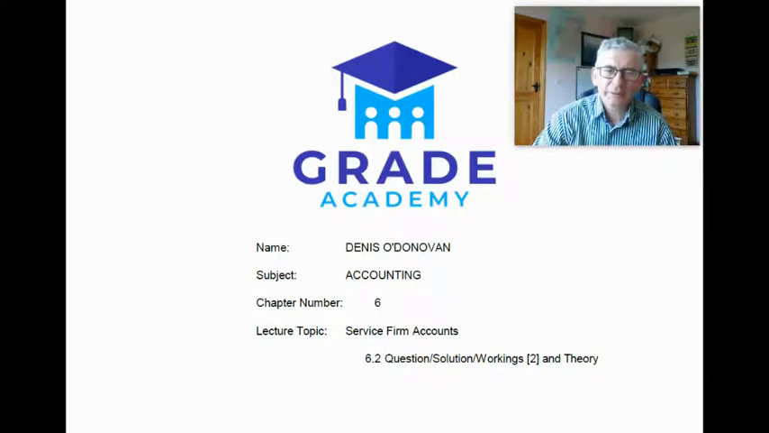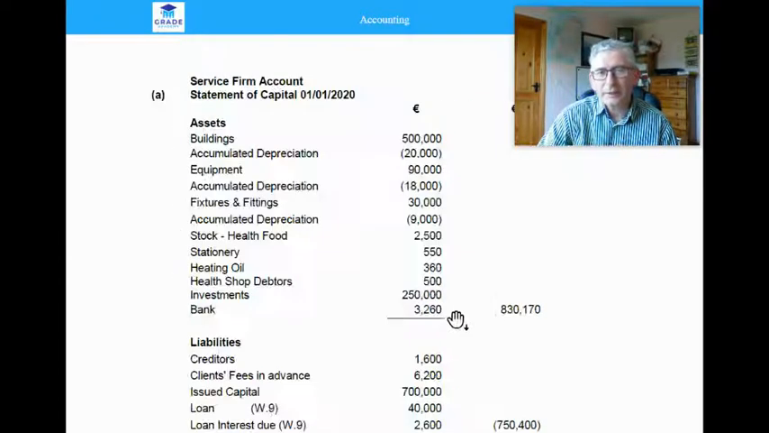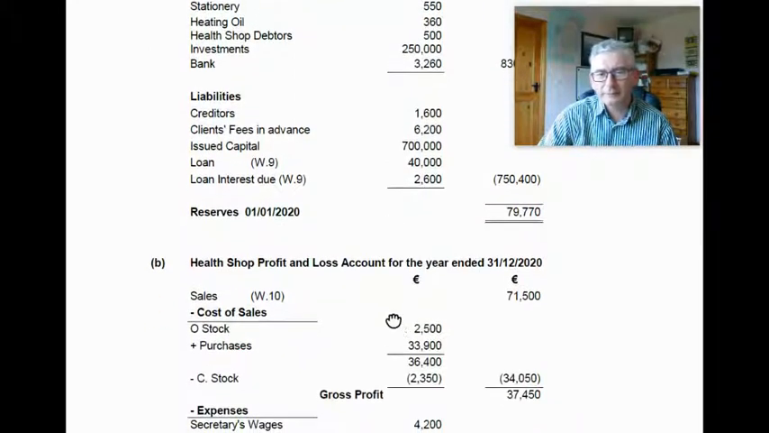We're on chapter 6 and we're now doing lecture 6.2, which is the second lecture on service firm accounts. Now, in the last lecture, you will remember that we did the statement of capital at the start in order to work out the revenue reserves. And then we had to prepare a special purpose profit and loss account for the shop that was being used in the health center. Now, in this lecture, here's the question, and that's what we had done so far.